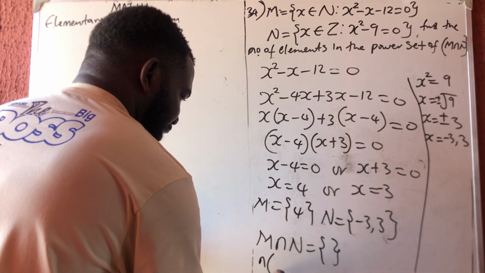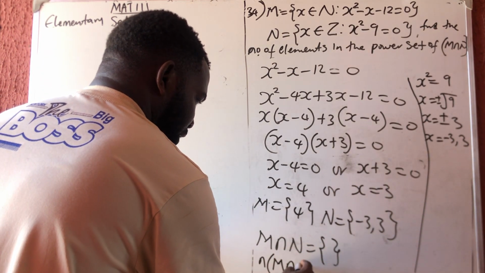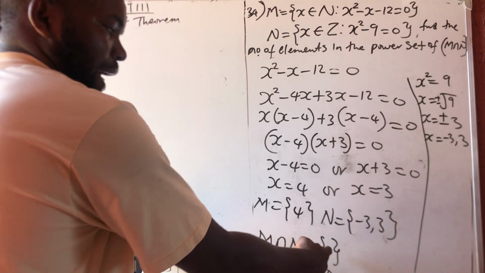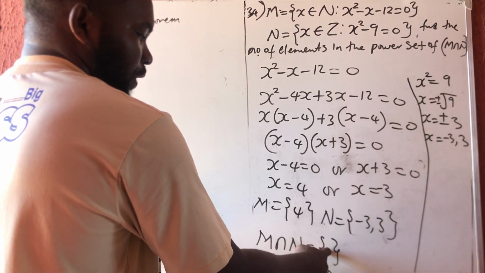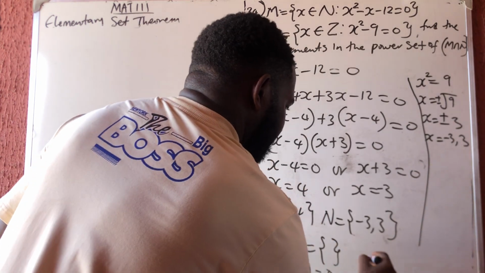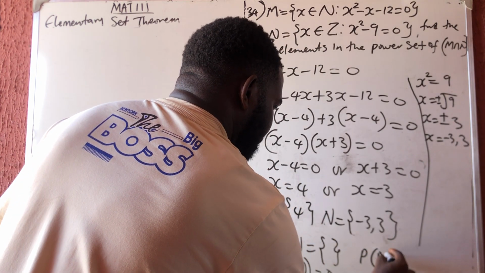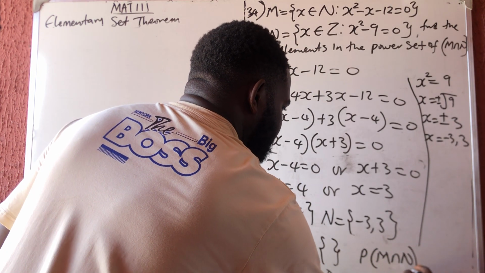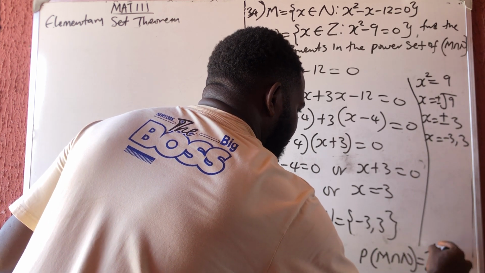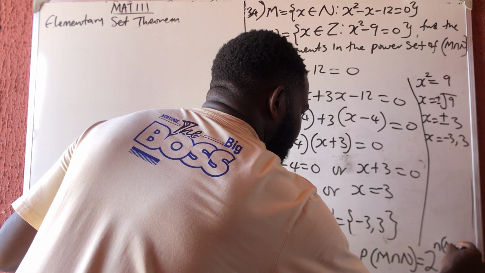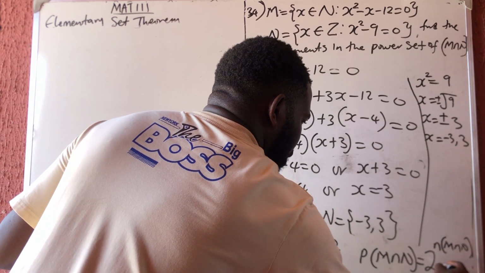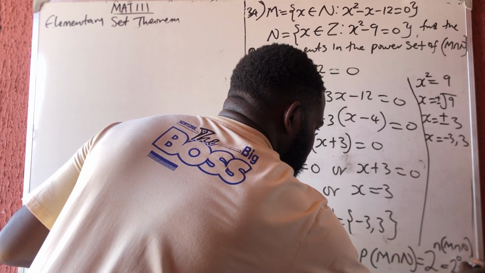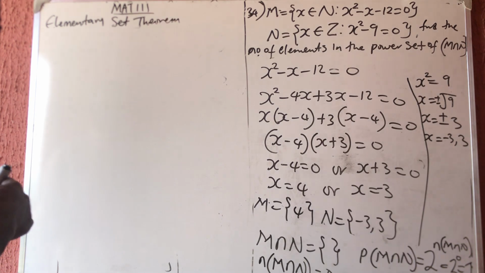So the cardinality of M intersection N is what? 0. No element here. Cardinality means the number of elements. So now the power set they are asking us, the power set of M intersection N, simply means 2 raised to the power of the cardinality of M intersection N. So which is what? 2 raised to power 0. And then 2 raised to power 0 is what? 1. So my answer here is 1.